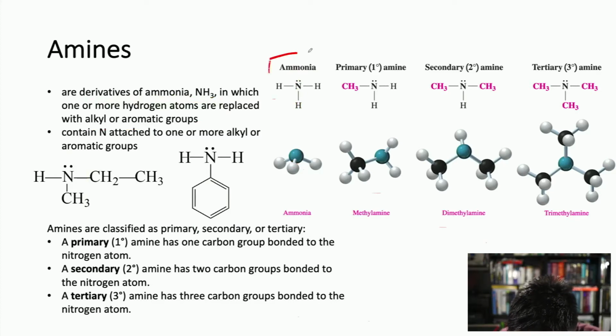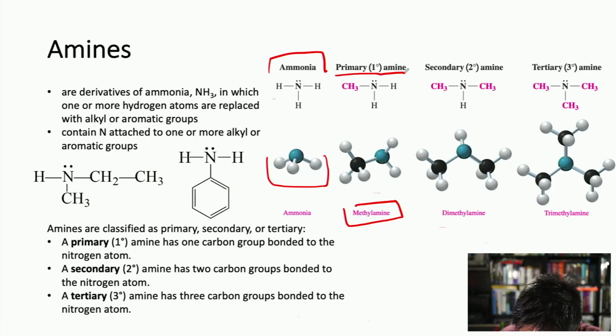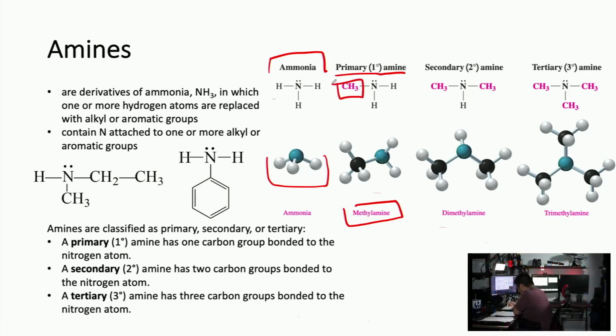So let's start out with ammonia, which I just drew a second ago, a nitrogen with 3 hydrogens. Then we have methylamine, and methylamine is a primary amine. Why? Because there's only a single methyl group attached to the nitrogen. A single hydrogen has been replaced, so that makes it a primary. A secondary amine has 2 of the hydrogens replaced. In this case, it's 2 methyl groups, so we'll call that dimethylamine, and that's a secondary amine.